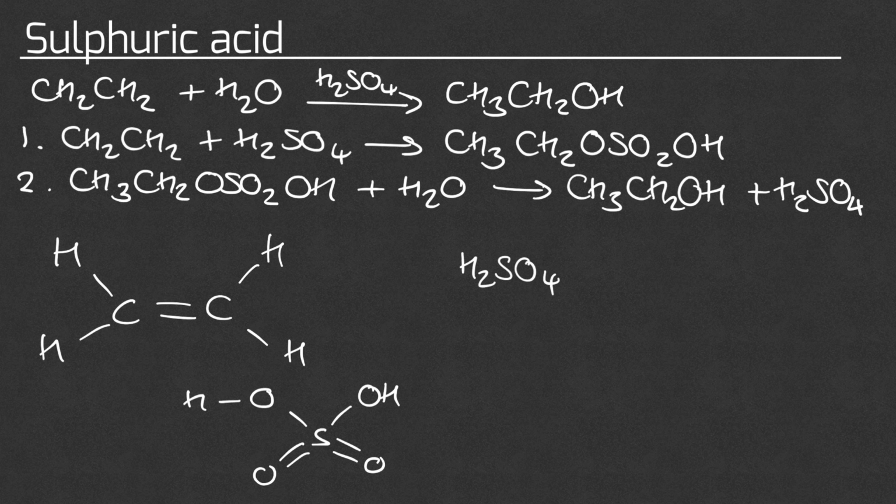We have to draw it out like this. So sulfuric acid is a sulfur where 2 of the oxygens are double bonded and it contains 2 OH groups. We've drawn out one of the OH groups here explicitly as a H bonded to an O, because this is where the mechanism is going to take place. You can leave the other OH group shortened as I've done here.